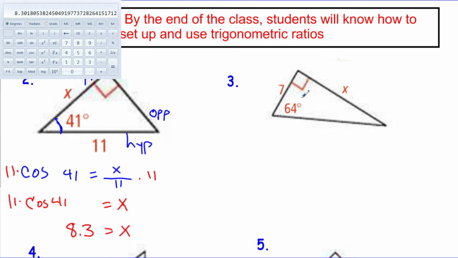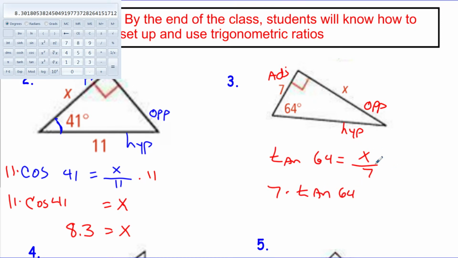Okay? So coming over here to this last one, I'm sure you can probably already figure out that this was my tangent example, right? Opposite and adjacent. I don't know about hypotenuse in this case. Tangent is the ratio that uses opposite and adjacent. And so I'm going to say tangent of 64 is equal to x over 7. And so that means that x is equal to 7 times the tangent of 64. And that's because, again, to get rid of dividing by 7, I'm going to do the opposite of dividing by 7. Right? And that equals x.